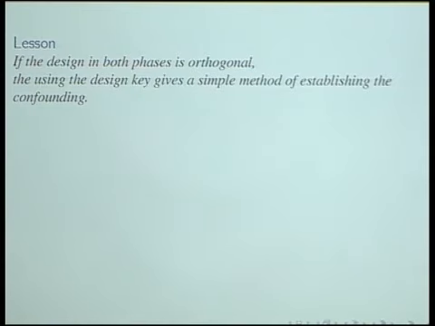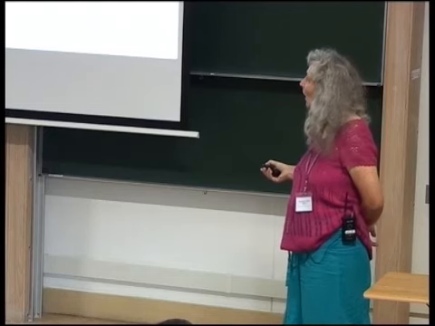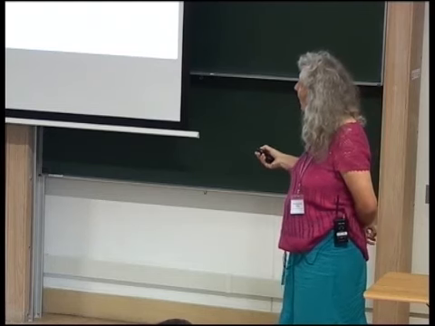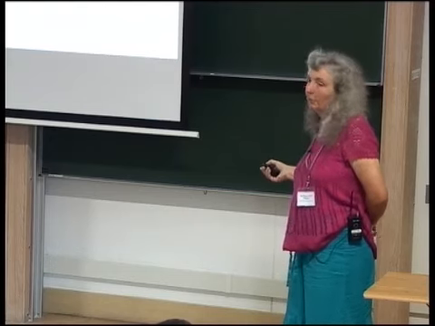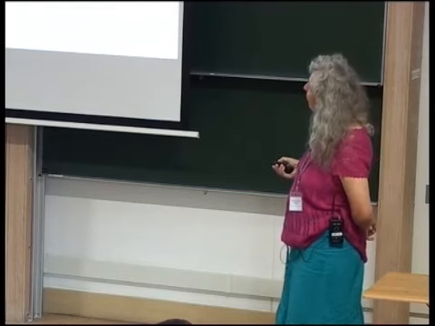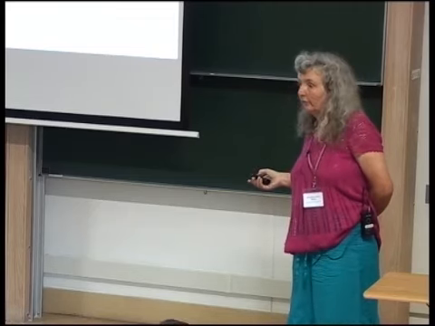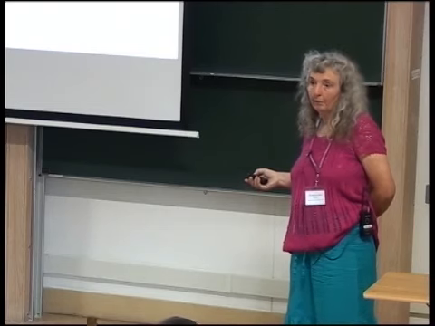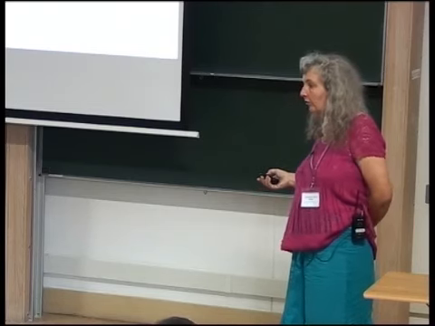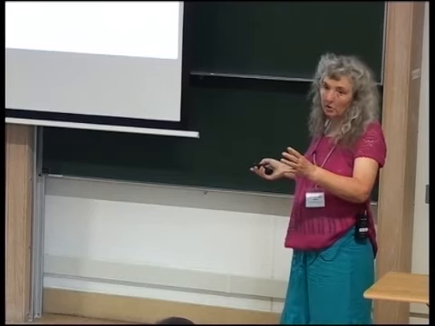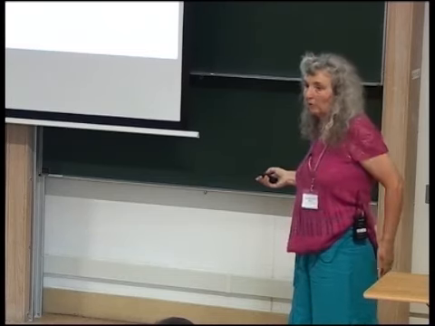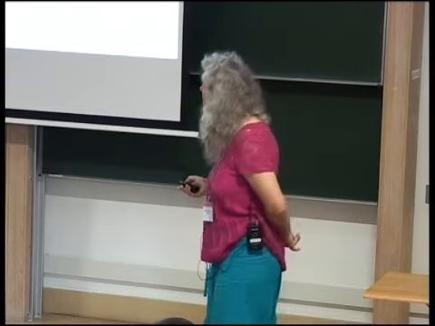So what do I hope I've got from that example? In both phases there, the design was orthogonal. I used the design key. I think that's a simple method of constructing the design, and it's also quite simple to find out what's confounded with what. As I say, you just simply write down everything you're interested in, then say what's it aliased with at the next stage, what's it aliased with at the next stage, and so on.